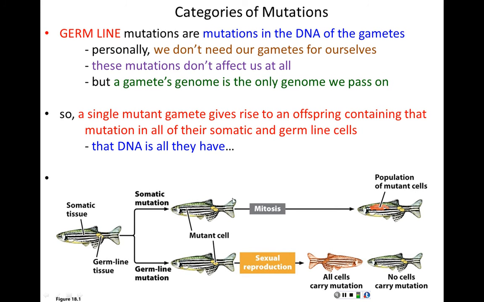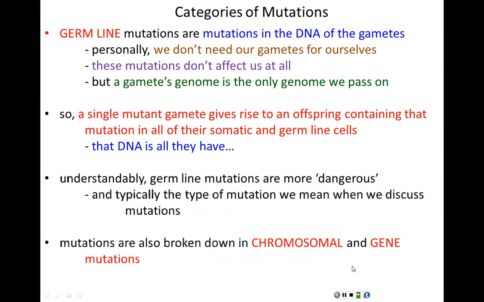Somatic mutations affect the fish that obtained the mutation itself, and through the process of mitosis give rise to a patch of mutant cells on that same fish. Germline mutations have no effect on that fish at all, but through sexual reproduction give rise to a new fish in the next generation that is entirely mutant, with that mutation present in every one of that fish's cells.